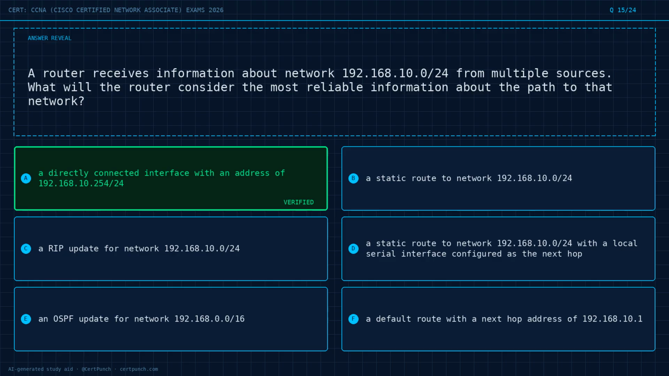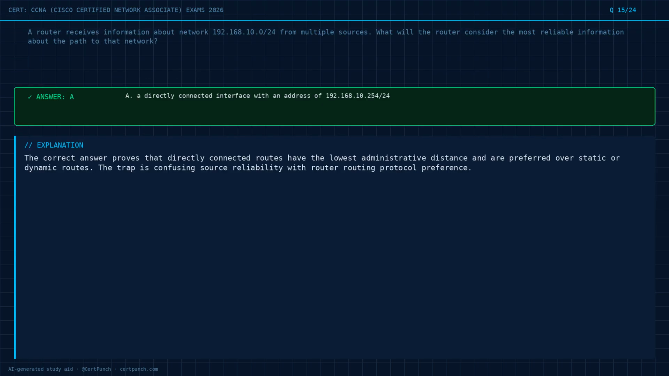The answer is option A. Key Q. The correct answer proves that directly connected routes have the lowest administrative distance and are preferred over static or dynamic routes. The trap is confusing source reliability with router routing protocol preference.